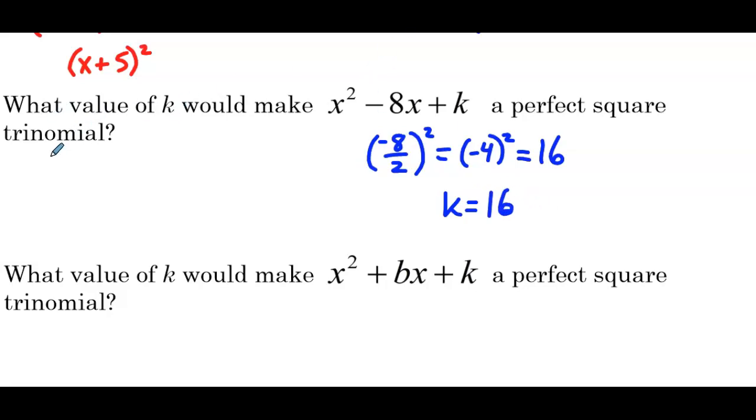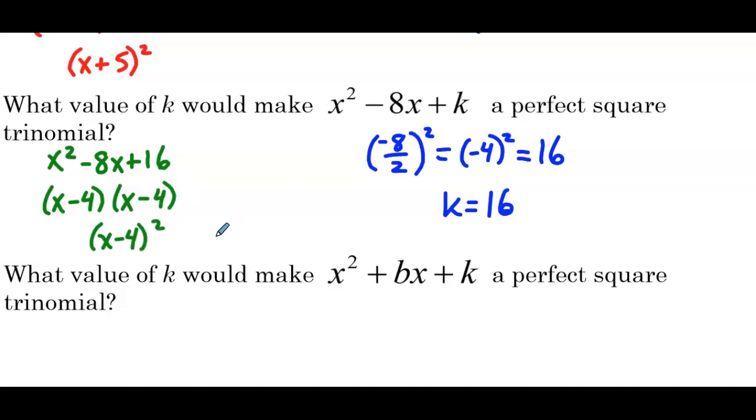So let's check it. x squared minus 8x plus 16. So we need a factor pair of 16 that adds to -8. So that's -4 and -4. So x minus 4 times x minus 4, which is x minus 4 squared.